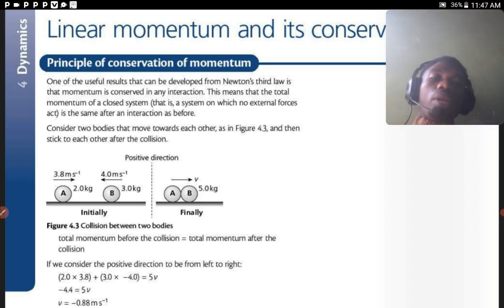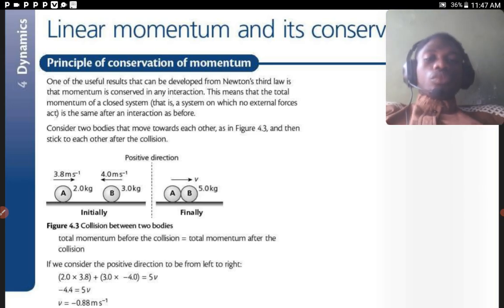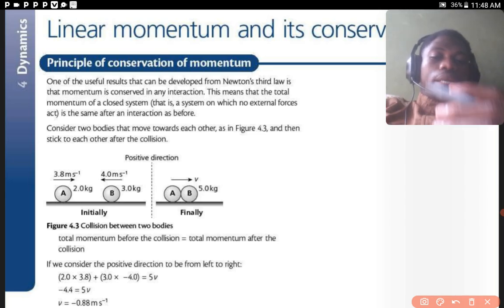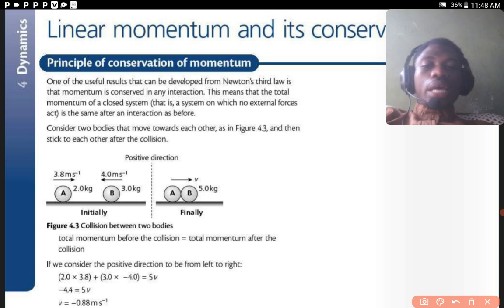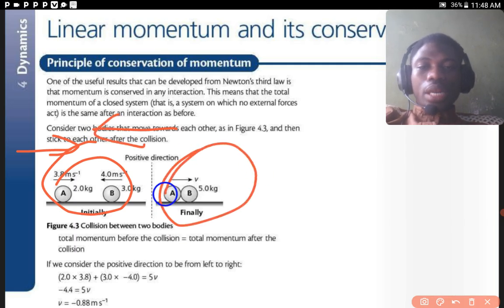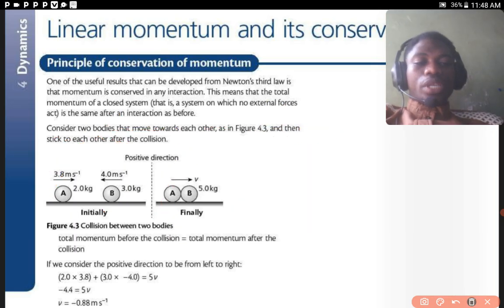All right, so now let's consider two bodies as shown in the notes on your screen. We consider two bodies that move towards each other, and then they stick together after interacting. After their collision, they stick together. Initially, these two bodies were coming closer to each other, but finally the two of them stick together as one, and then they are now moving in this direction. Let's analyze what is happening.